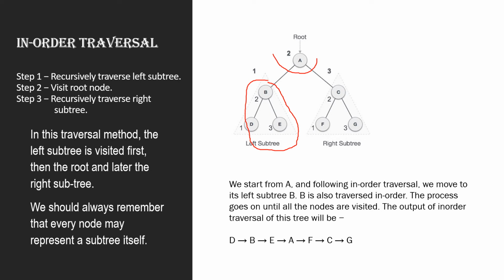The output of in-order traversal of this tree will be first the leftmost node of the left subtree, D, then the root node and the right node. So D, B, E. After that, the main root node A. Finally, the right subtree. In the right subtree, the leftmost node is F and then the root node C. After that, the rightmost node G. Here we traverse in-order.